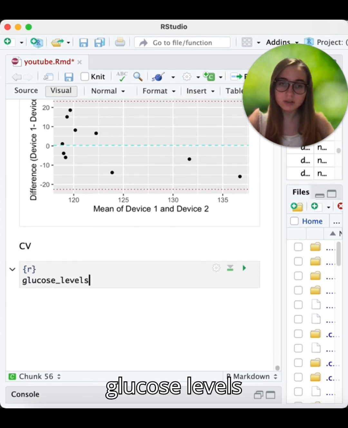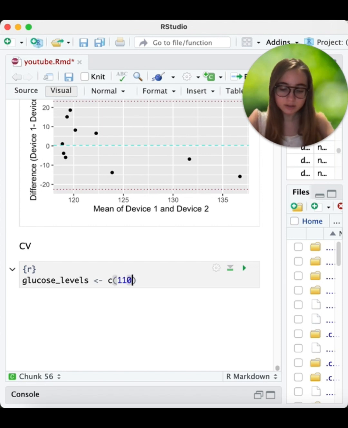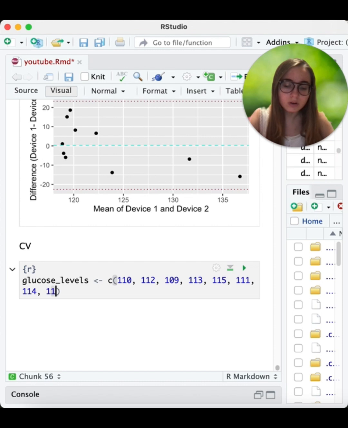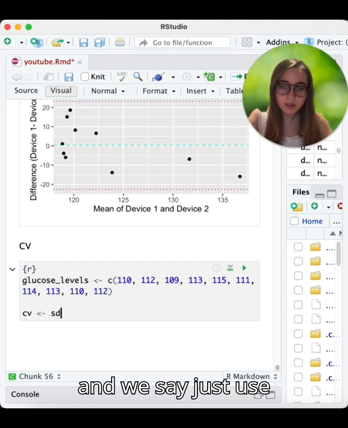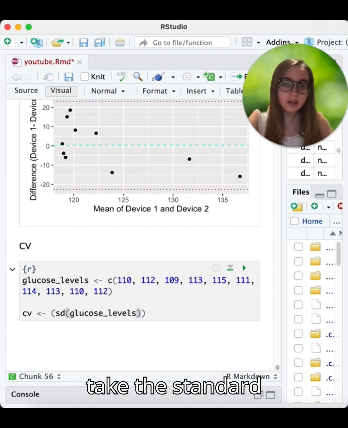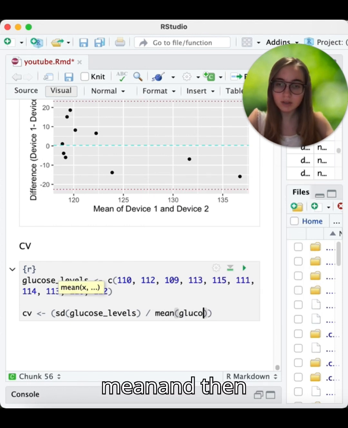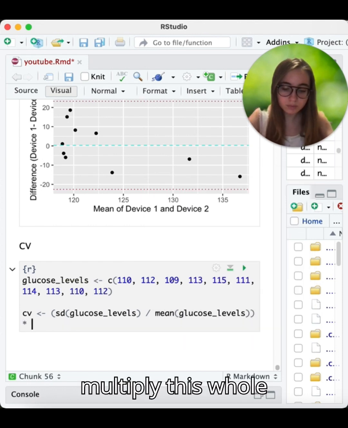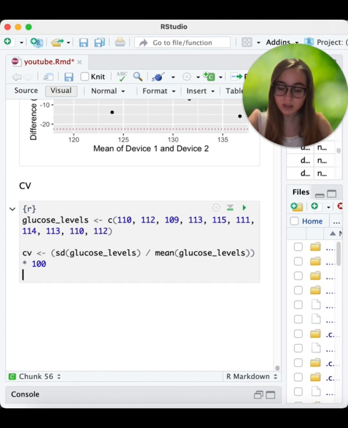Glucose levels: 10, 112, 9, 3, 13, 15, 4, 10. And we just use the formula we've talked about. It's really simple. You take the standard deviation, divide by mean, and then multiply this whole calculation by 100. Then we look at the CV.